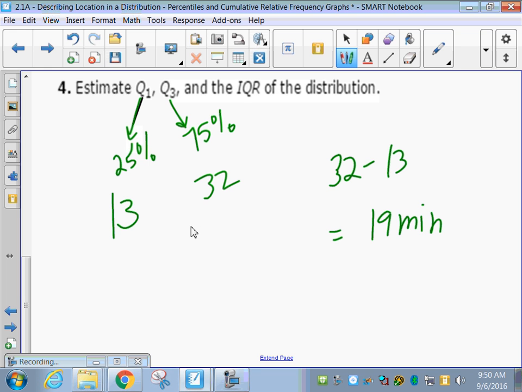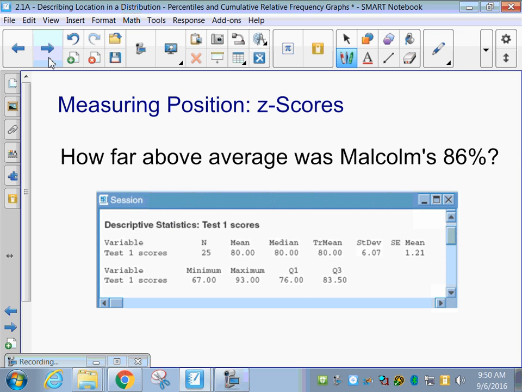By the way, all of these should technically have minutes on them. We keep our same units. Okay. Cool. One more thing we got to do, and that is z-scores. How far above average was Malcolm's 86%? Not what percentile is it, but how far above average.